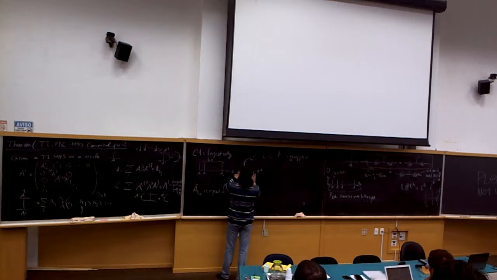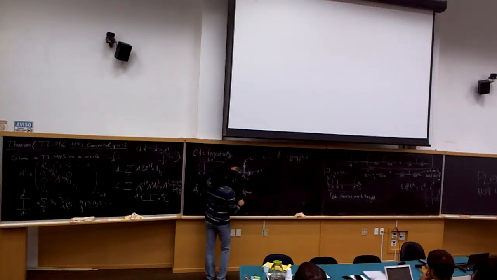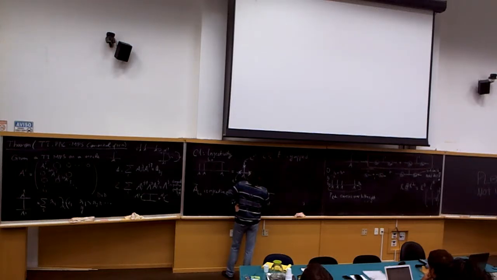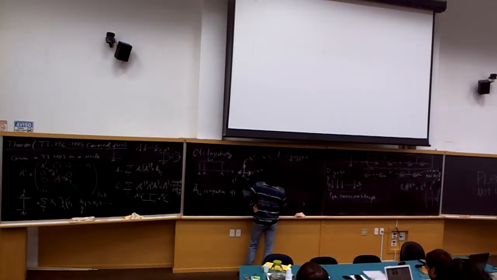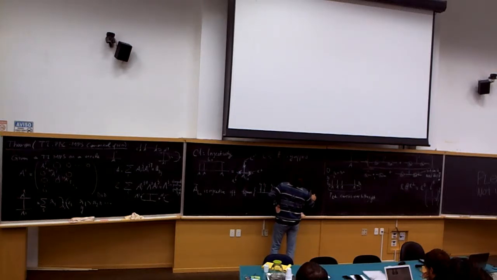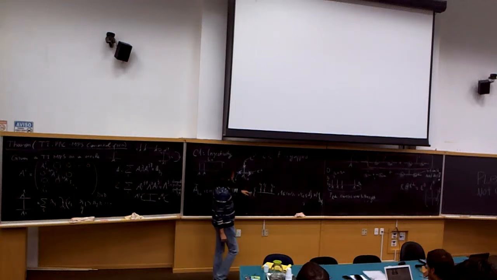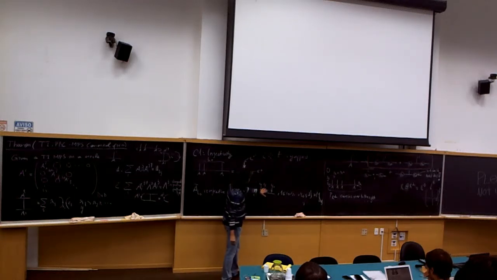maybe I should, it's not going to matter too much, but let's see this as a map from physical to virtual. The span of this is equal to the full matrix algebra on the virtual leg. So what does this mean? It means that this is a tensor, which is a map from physical degrees of freedom to the virtual degrees of freedom.